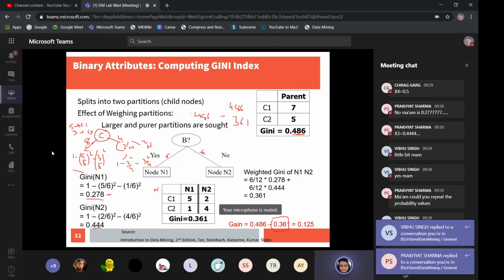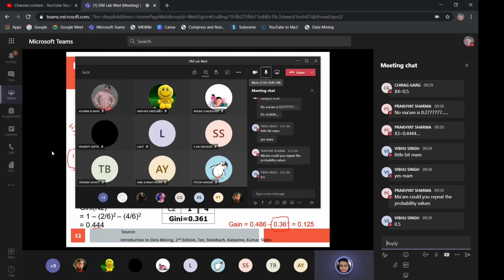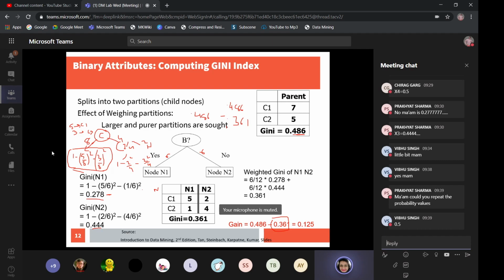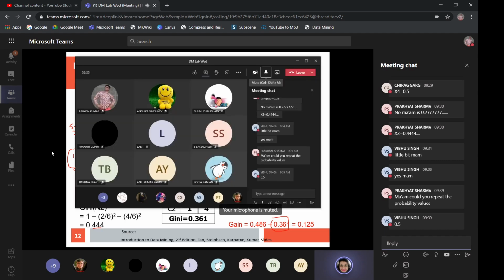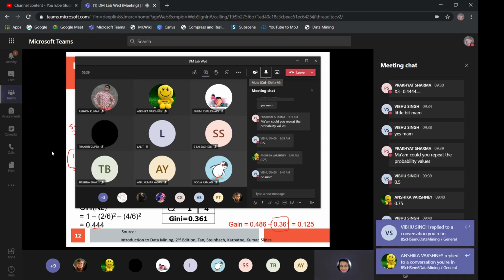It's written Prakhyat. I want you to simply compute this: 1 minus 5 by 8 square minus 3 by 8 square. I want you to compute this portion. Vibhu says 0.5 for 1 minus 5 by 8 square minus 3 by 8 square. Are you sure? Anshika, you are sure you have computed 0.75?